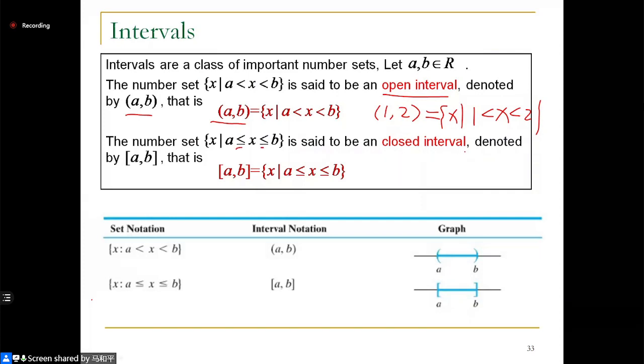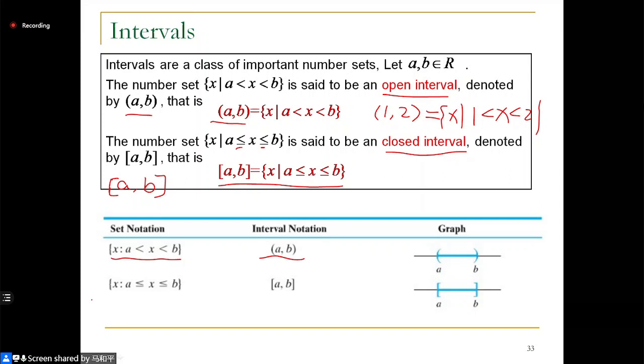And when the set includes the endpoints with equal signs, it is said to be a closed interval, denoted like this. That is, we write like this. We have the set notation, and an interval is also a set, so we can write an interval as a set. Here, this is interval notation, right? Here, we can give a graph.